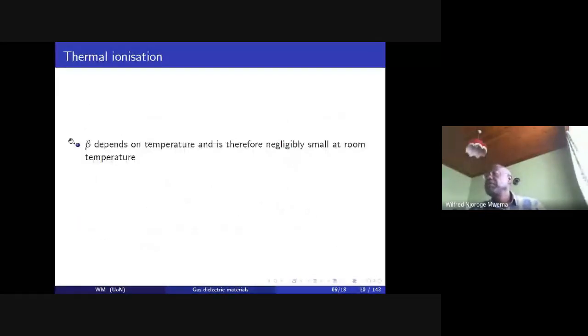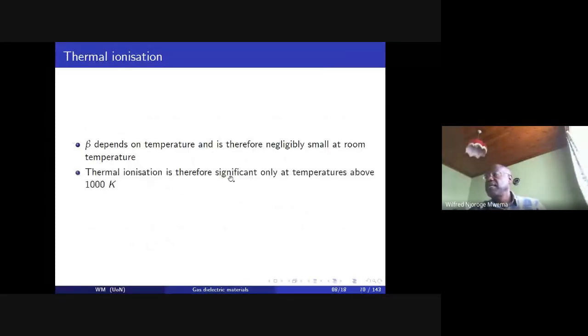So beta will depend on temperature and is therefore negligibly small at room temperature. Thermal ionization will therefore be significant only at temperatures above 1000 Kelvin. This would be found in many gas discharge tubes.